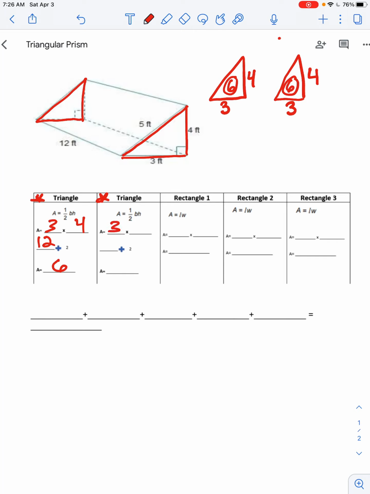So we'll do it again. 3 times 4 is 12. 12 divided by 2 is 6. So we have 2 triangles with the area of 6.